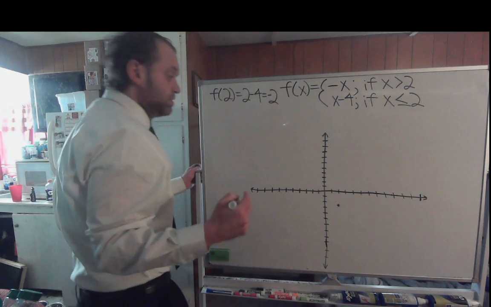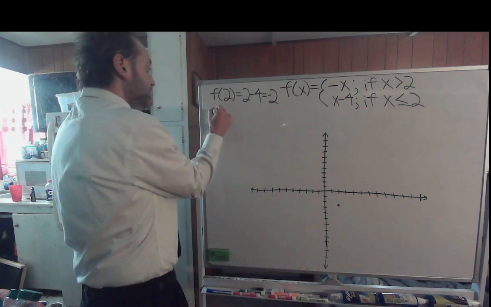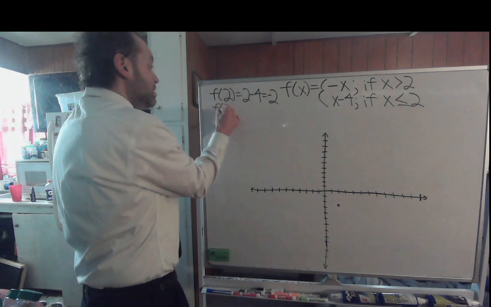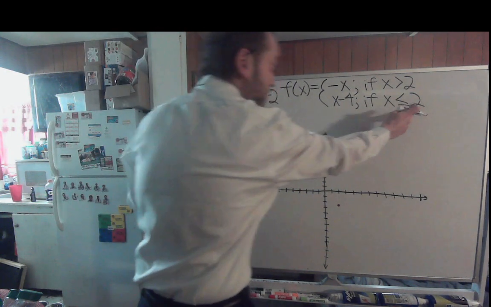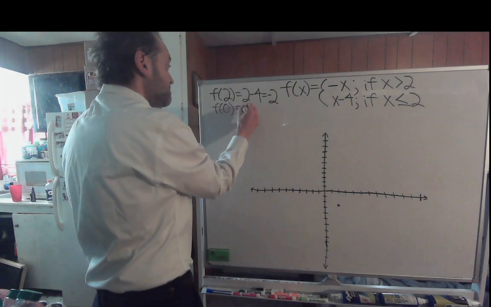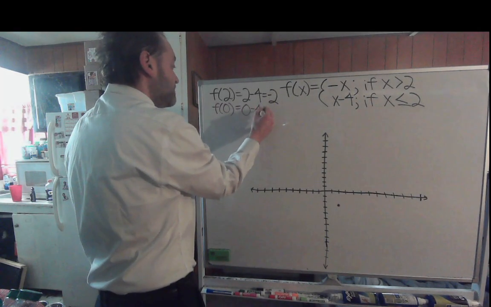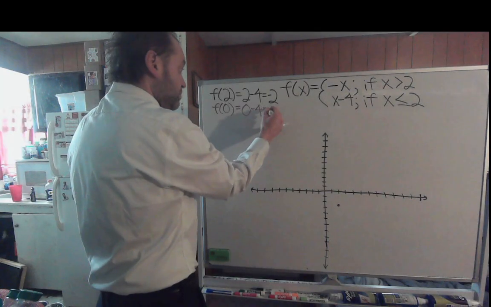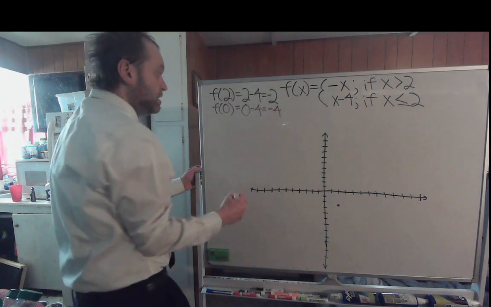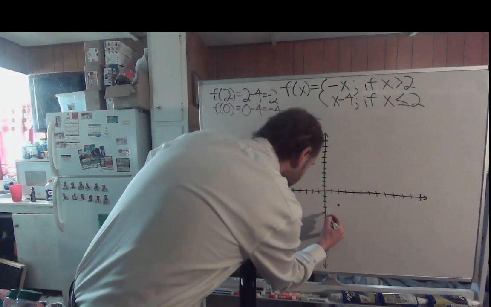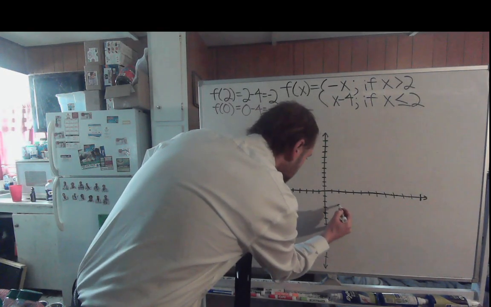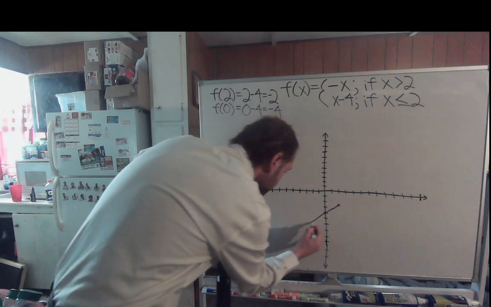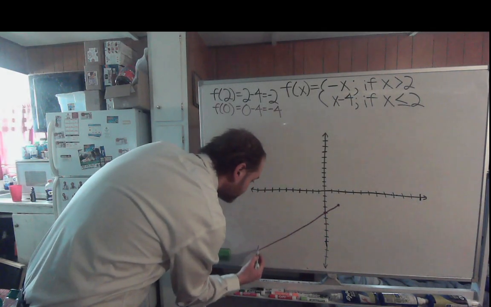And then, why don't we put in f of 0? Since 0 is less than or equal to 2, we'll put that in for x minus 4. So 0 minus 4 equals -4. So (0, -4) would be a point. And I could just connect the dots and draw my line.